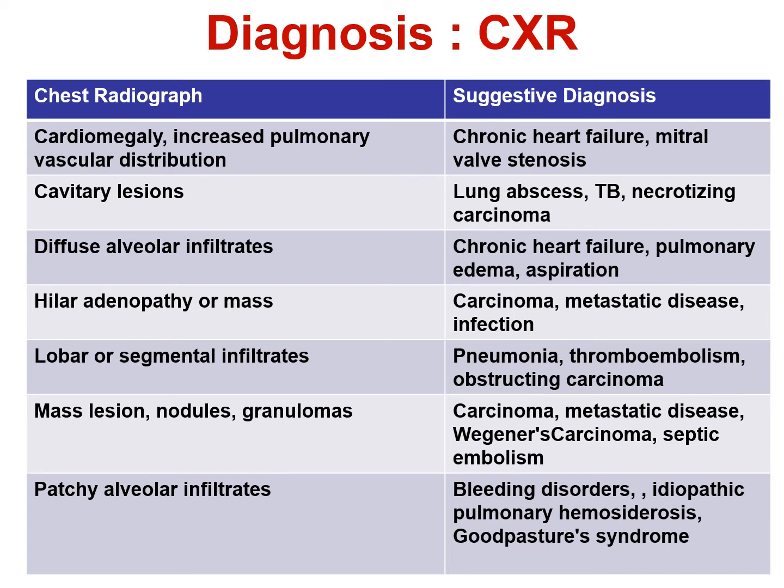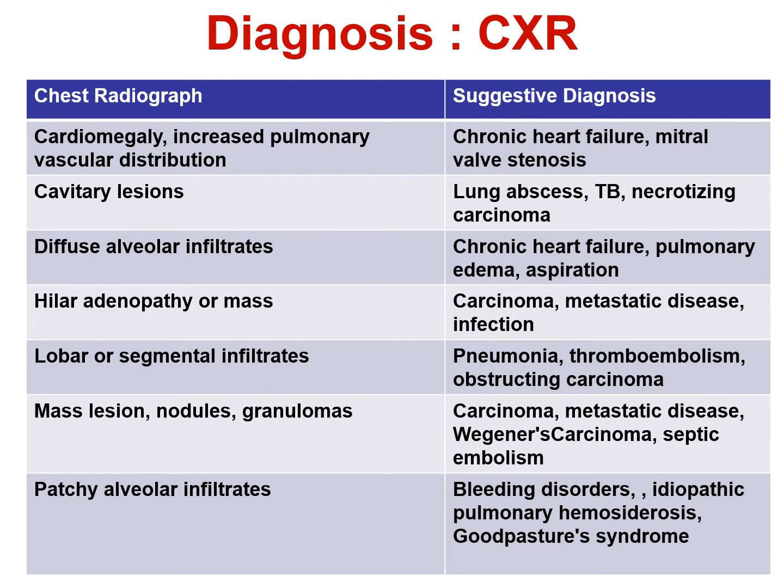You may find in chest X-ray a cavitary lesion, which indicates lung abscess, TB, or necrotizing carcinoma. Diffuse alveolar infiltrate may be found in chest X-ray, and the cause may be chronic heart failure, pulmonary edema, or aspiration. Hilar adenopathy or mass may be present in cases of carcinoma, metastatic diseases, or infection.